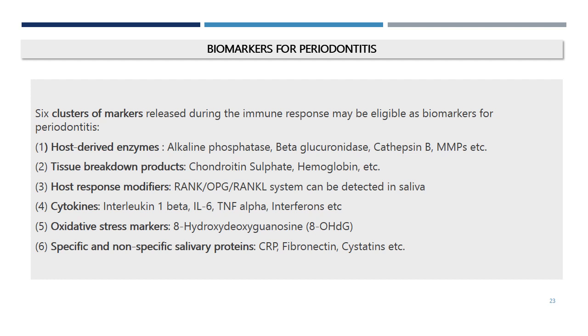Biomarkers for periodontitis. Six clusters of markers released during immune response may be eligible as biomarkers for periodontitis. These include host-derived enzymes, tissue breakdown products, host response modifiers, cytokines, oxidative stress markers, and specific and non-specific proteins. All these clusters of markers are released during the interaction of host with the bacteria and hence can be useful predictors for periodontitis.